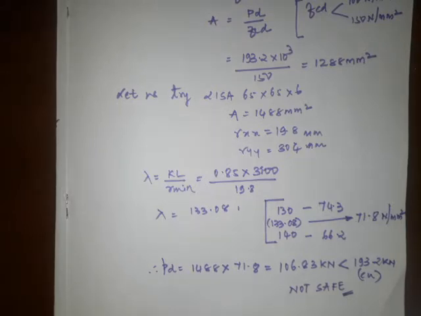So what you have to do? You have to revise this section by increasing the area, or go for a higher section, so that the load carrying capacity of the member is more than this. You have to choose a higher section because it is not safe. We will revise the section by choosing the higher section. Understood? As you got, the section is not safe.